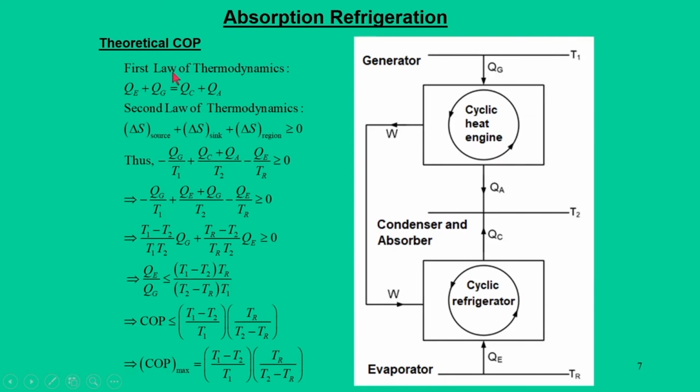Now, one can write the first law equations. So, the heat balance equation: QE plus QG is equal to QC plus QA, the first equation. The second equation, we can recall the entropy principle, or law of entropy, where the total entropy change of the system is always greater than or equal to 0. Here the systems involved are the source, the sink, as well as the region which is getting cooled.